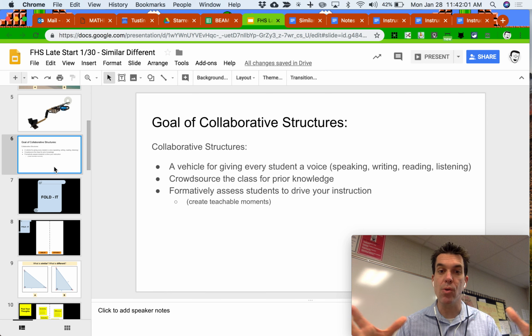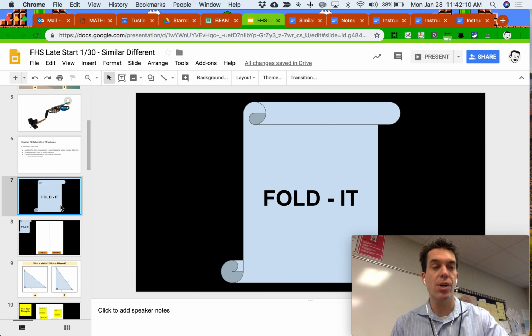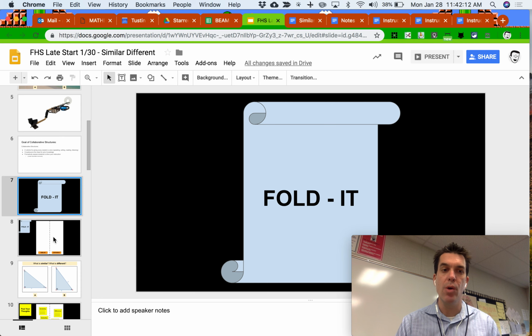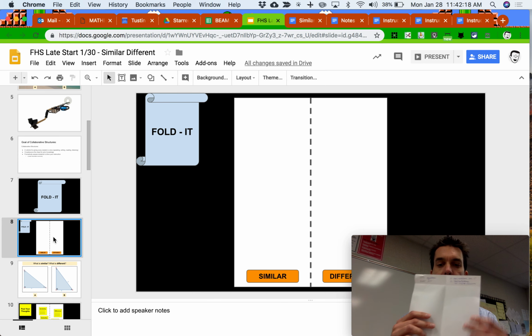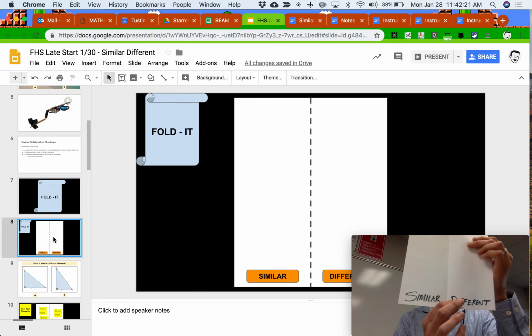We can also use it to crowdsource the class for prior knowledge and formatively assess our students to help drive the instruction. So the first of 3 structures I'll introduce to you is fold it. What you would need is one 8.5 by 11 sheet of paper. You would fold it vertically and at the bottom write similar and different.